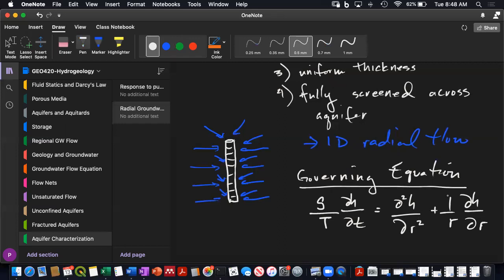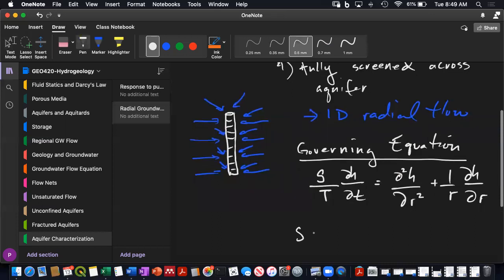All right, this extra 1 over r dh/dr, that's just what happens when you go from Cartesian coordinates to radial coordinates. So this is essentially the same equation that you've looked at before, like d squared h/dx squared. It's just that when you go from Cartesian coordinates to radial coordinates, instead of d squared h/dx squared plus d squared h/dy squared, you end up with this: d squared h/dr squared plus 1 over r dh/dr. It's just a radial coordinate transform.